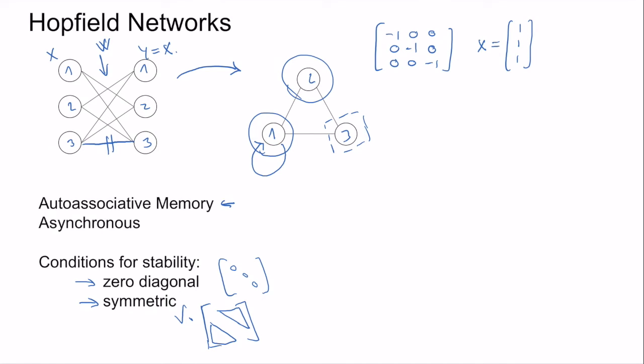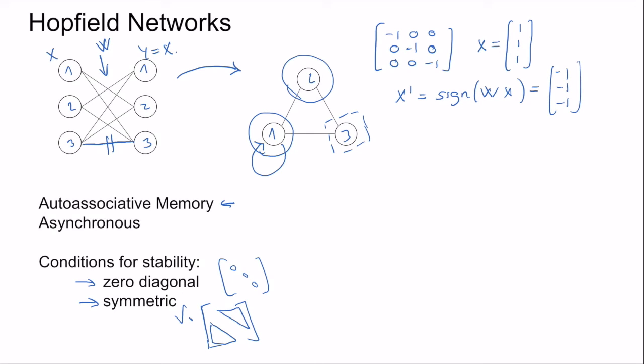Now, if we do like before, and let's just think that we update these things synchronously, just for this example. Now we'll have that the new value of X, X1, is going to be equal to the sign of W times X. Now, because my matrix is a square, I don't need to take the transpose. So I can just multiply W times X, and the value of X prime will be -1, -1, -1.